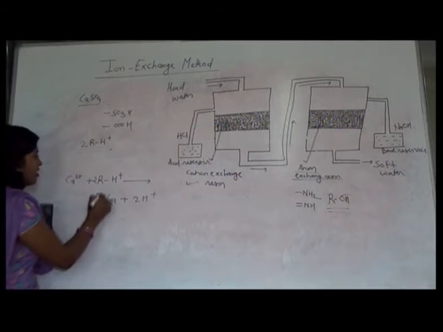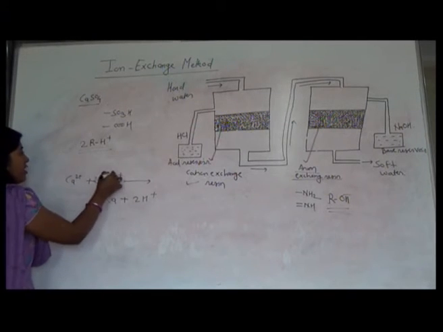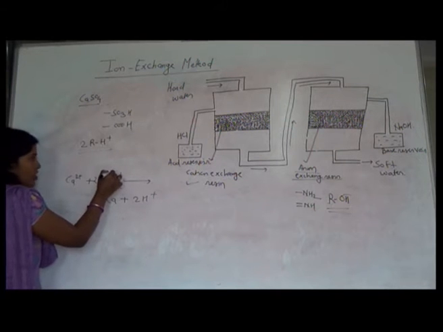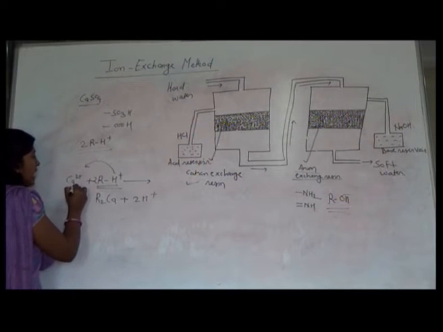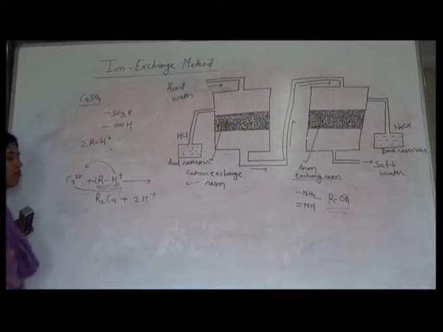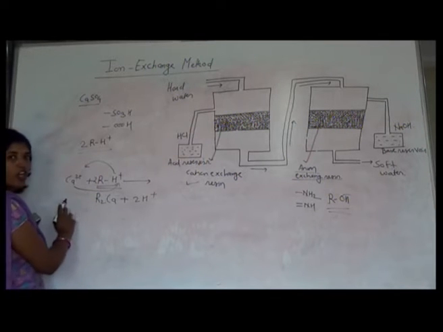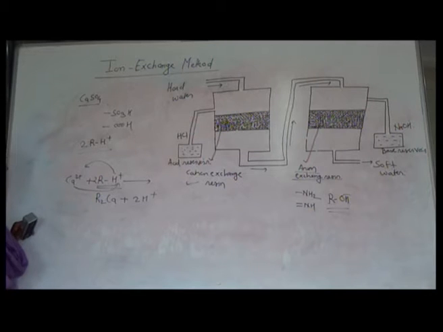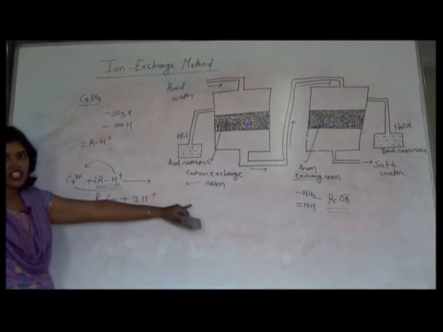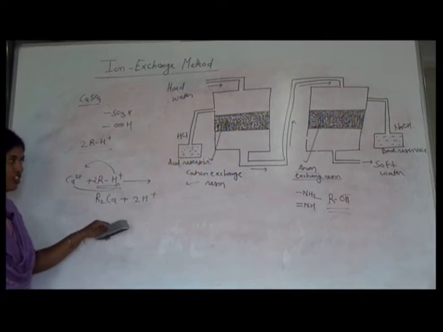Means in this way this resin gives its H+ ion to the water and takes Ca2+ ion from the water, and that water becomes free from the calcium ion which is causing hardness. So that is about the cation exchange resin, the ability of the cation exchange resin.